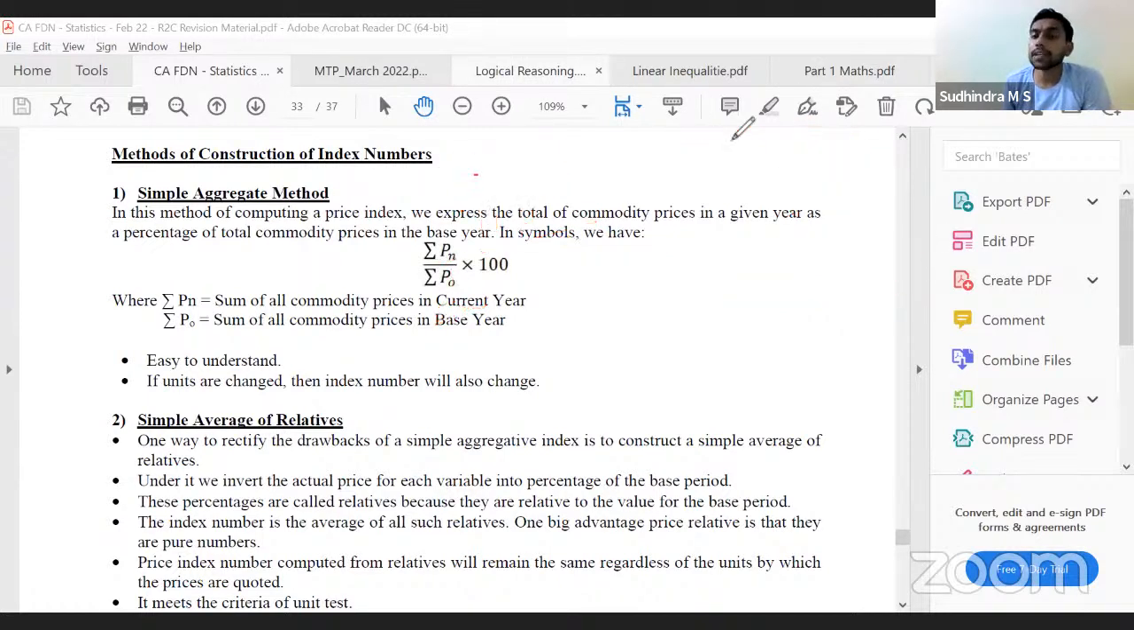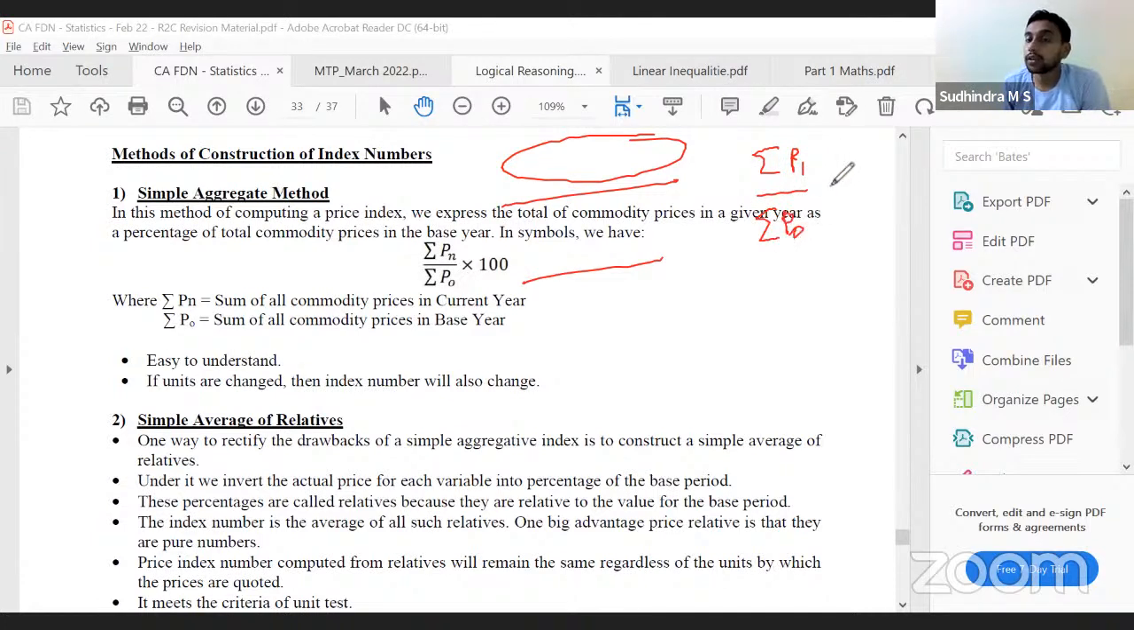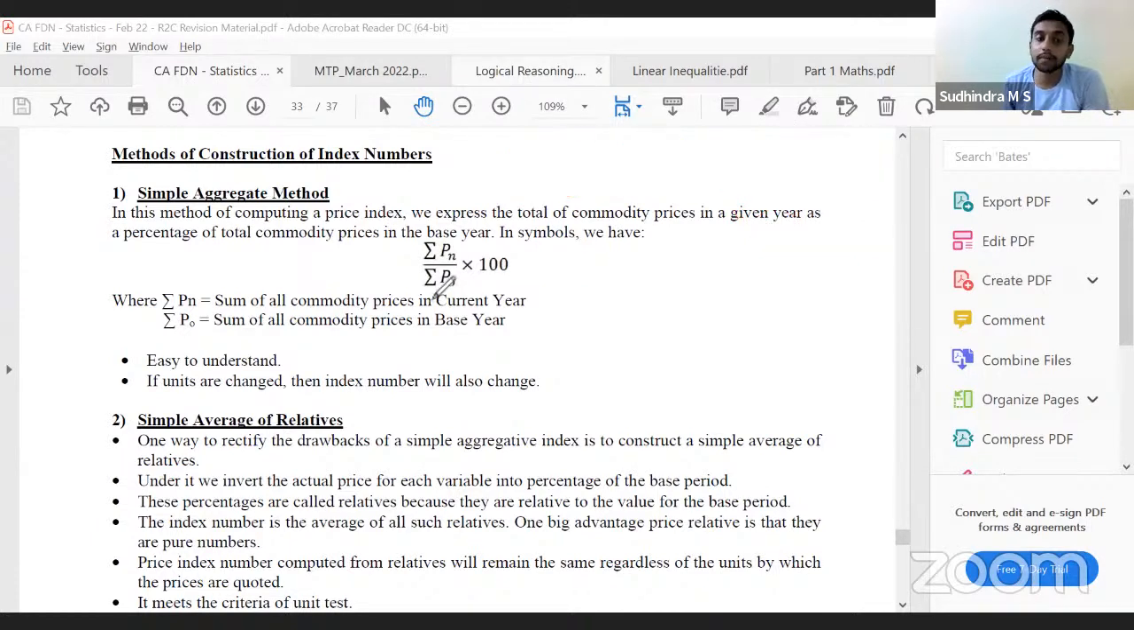Now, simple aggregate method is simple. We have prices of different commodities, and we add all the prices of the commodities. So summation P1, prices of the current year, all prices, divided by summation P0 into 100. This is simple aggregate method. What is the advantage here? It's easy to understand and calculate. However, the disadvantage is if units are changed, index number will also change. So it doesn't satisfy unit test.